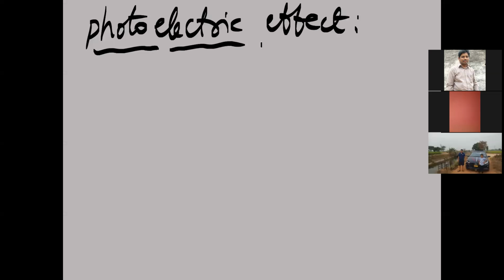What do you mean by photoelectric effect? If light falls on the surface of certain metals, some electrons are emitted. These electrons are called photoelectrons. So this effect is called the photoelectric effect.